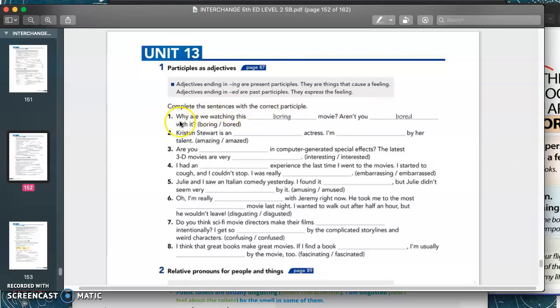For example, we have number 1. It says, why are we watching this boring movie? That means that the movie causes you to be bored. Like, aren't you bored with it? Because the movie is boring. So let's do another example. For example, if I have Kristen Stewart is an, what would you say, amazing or amazed actress?